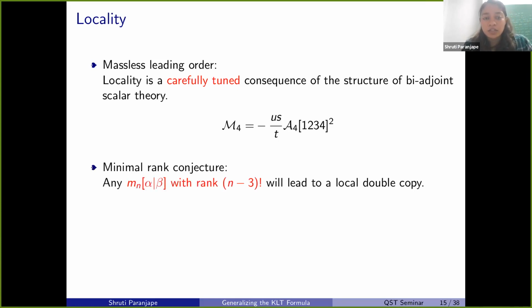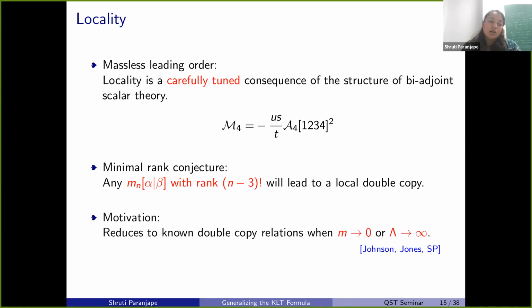Based on empirical evidence that I will keep giving you during the talk, and the fact that we have not seen it violated for any examples that we have checked, we conjectured that as long as you enforce that your matrix of biadjoint scalar amplitudes has rank (n-3) factorial, your double copy is guaranteed to be local. The motivation for this comes from the fact that in the massless limit, or in the leading order limit, you know that the matrix will have rank (n-3) factorial. So all you're saying is that adding these massive deformations or high derivative corrections, you don't want that to change the rank. And as long as you make these changes in this way, you will get a local double copy.